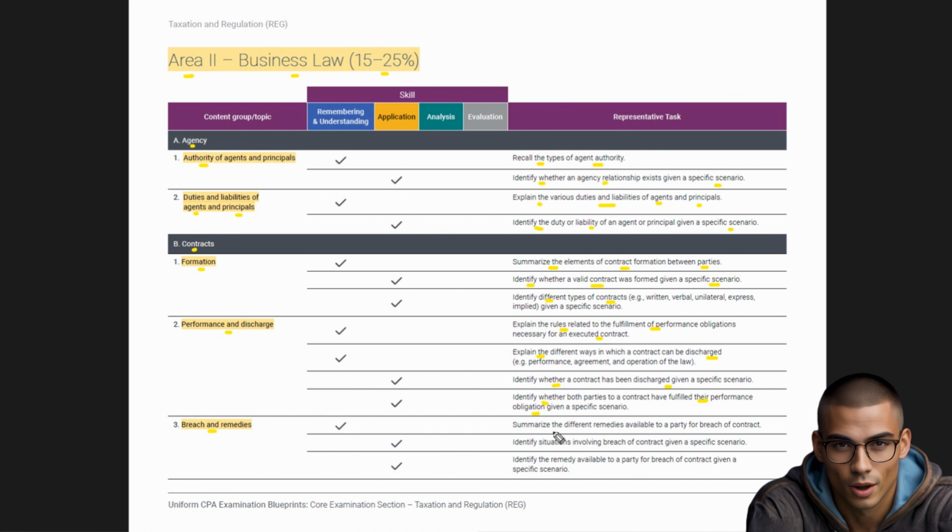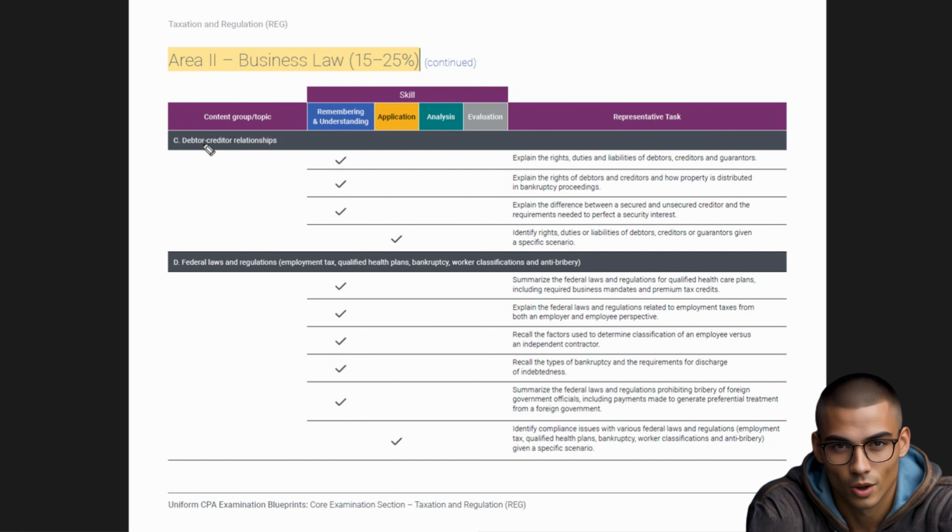Next, we have breach and remedies, where you'll need to summarize the different remedies available to a party for a breach of contract. You'll need to identify situations involving breach of contracts, and you'll need to identify a remedy available to a party for a breach of contract given specific scenarios.